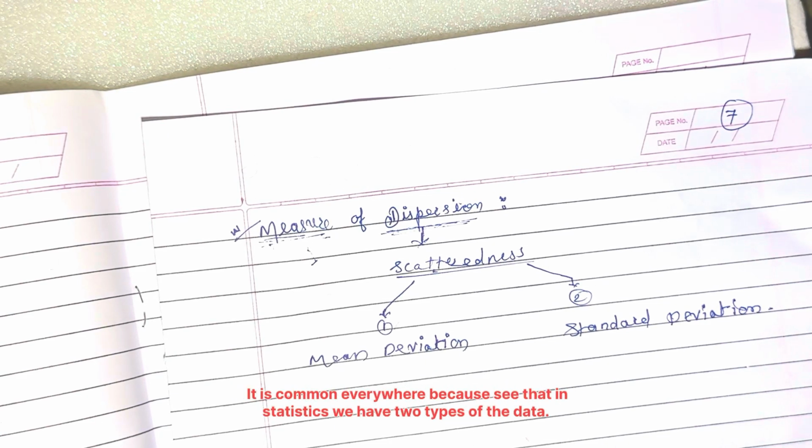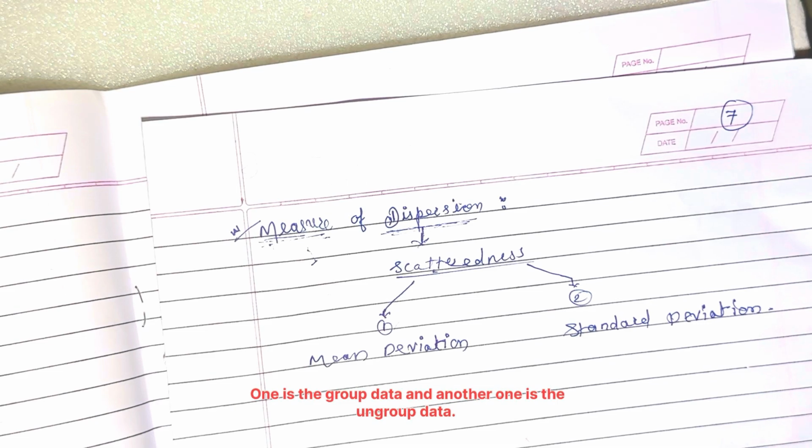It is common everywhere, because in statistics we have two types of data sets: one is grouped data and another one is ungrouped data. As we learned this concept in mean, mode, median, these types of central tendencies, a similar concept is here for grouped and ungrouped data, but just the results are going to change as we find the mean deviation.